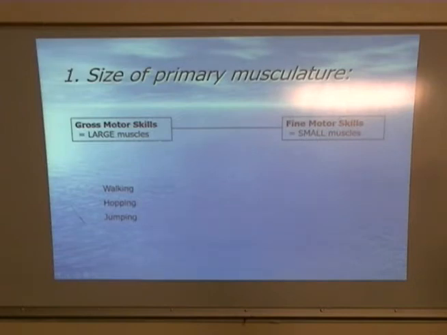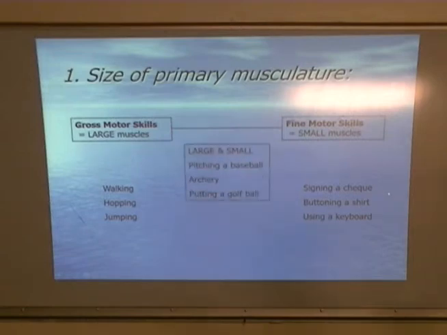So gross motor skills would involve walking, hopping, jumping. Fine motor skills would involve things like buttoning your shirt, typing on your keyboard, doing your texting stuff. And then we've got skills that would lie somewhere on the continuum between either end because they involve both types of muscle groups.